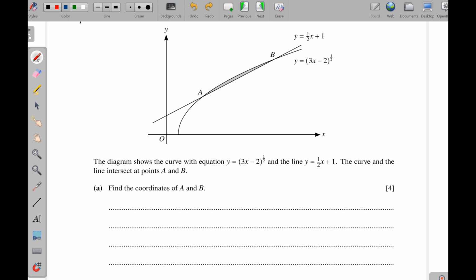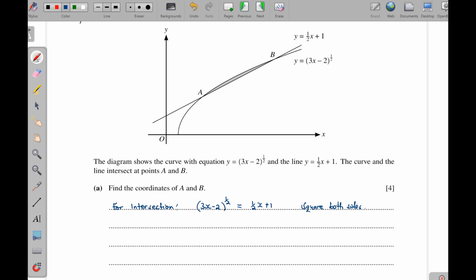They have the same x and y coordinates, so we are going to equate. This one is equal to that, as simple as that. So I will say for intersection, then (3x minus 2) to the power of a half shall be equal to a half of x plus 1. And then from there, we shall square both sides, such that we eliminate the power of a half.